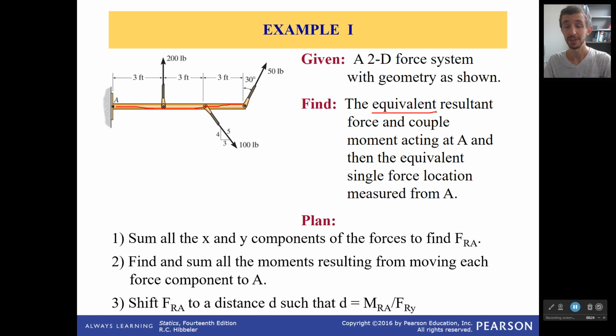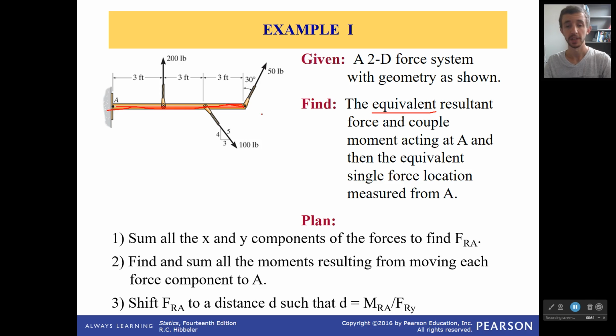So how are we going to do this? Well, you're going to sum all of the x and y components to find the resultant force. That's easy, that's simple to do. And then I have to sum all the moments resulting from moving each force component to A. Remember, where we move them to matters. Because if I move this 2 inches, that's going to have a lot less effect than moving all the way over here. Because that large movement causes quite a bit of a moment.